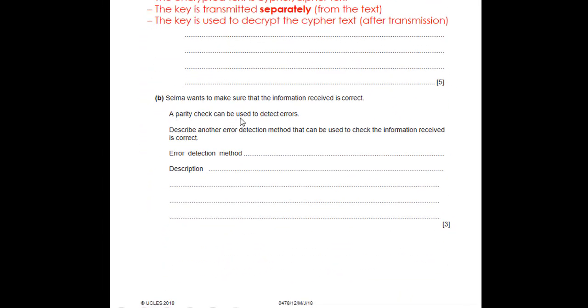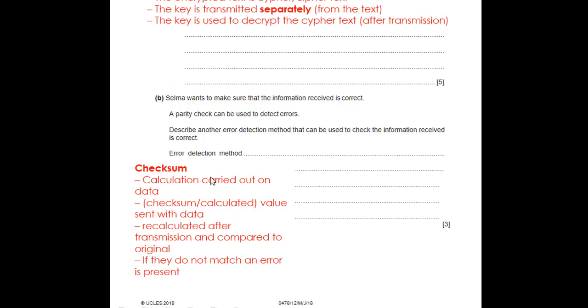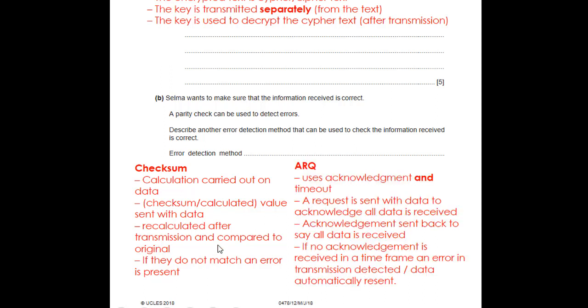Again, it mentioned a parity check earlier. Usually, when it asks you to mention other error checking methods, it goes alongside the parity checking question, but they've separated them out here. So again, you can mention a checksum, where calculations are carried out on the data to produce the checksum. You are sent the same data and the checksum, so you recalculate it, and if your checksum matches the checksum you were sent, then that means it's been transmitted correctly. If there's an error, then you need to request the data again.